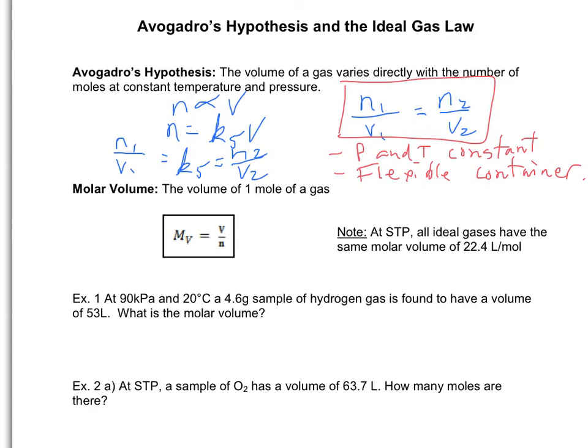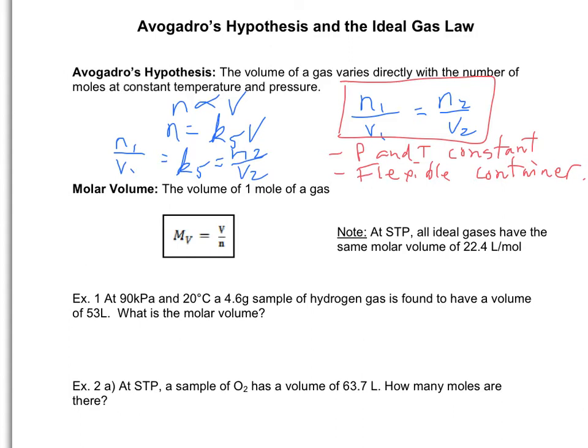Now there are a couple of assignment questions where you can use Avogadro's hypothesis, but once Avogadro derived this relationship, he started measuring the volumes of gases and compared them to how many moles were in them, and defined a new physical property that can be measured. Molar volume is the volume of 1 mole of a gas. The equation is MV equals V over n. Don't get this confused with the molar concentration of a solution, which is defined as C equals n over V.